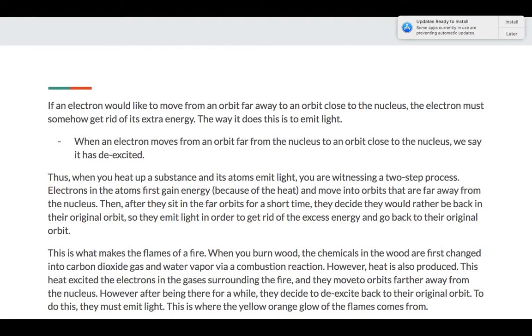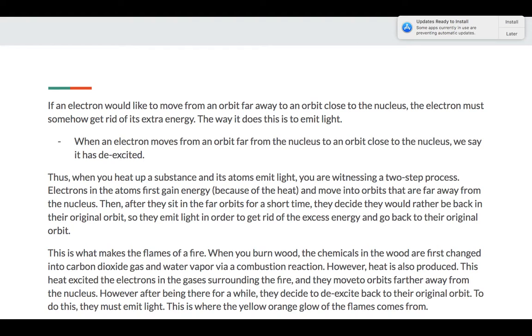Thus, when you heat up a substance and its atoms emit light, you're witnessing a two-step process. So electrons in the atoms first gain energy because of the heat and move into orbits that are far away from the nucleus. And then after they sit in the far orbits for a short time, they decide that they'd rather be back in their original orbit. So they emit light in order to get rid of the excess energy and go back to their original orbit. And this is what makes the flames of a fire.